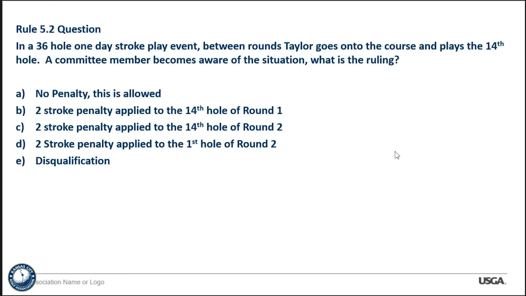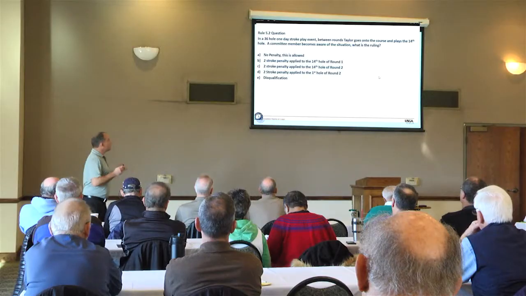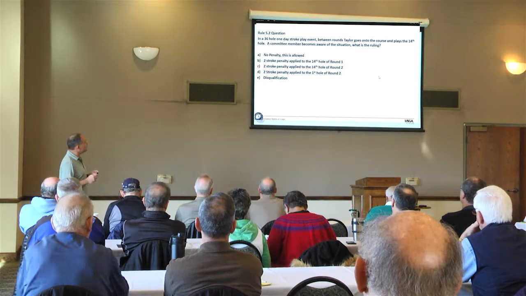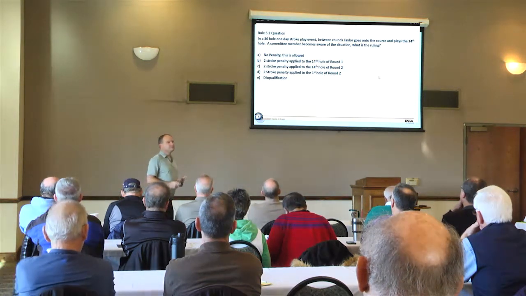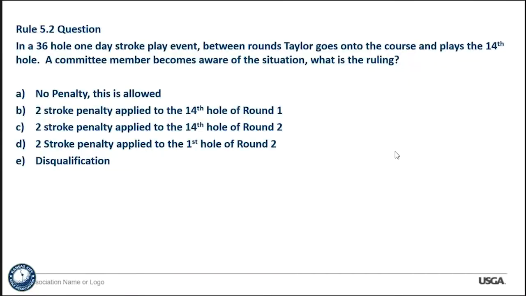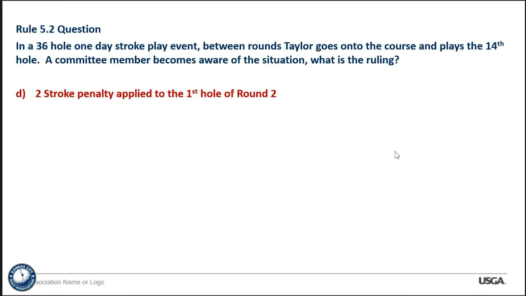Okay, so it's between rounds of a 36-hole, one-day stroke play event. Has she completed her final round for the day? No. Now do we have a penalty? Yep. And it's going to be applied to the first hole of her next round because she is practicing on the course before her round. She happened to play 18 holes earlier, but now she's going to play 18 more and she can't go out there. First day on the job, you're getting penalties.